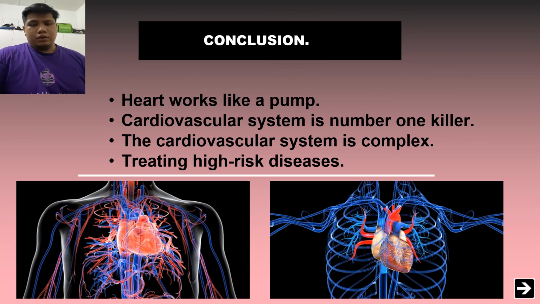The third point is that the cardiovascular system is complex. The structure consists of three parts: heart, blood and blood vessels. The function of the circulatory system is to carry oxygen and food to all the cells of the body and to carry carbon dioxide and waste products from the cells of the body. The last point is that treating high-risk diseases like hypertension, diabetes mellitus, and high cholesterol will go a long way in prolonging life.